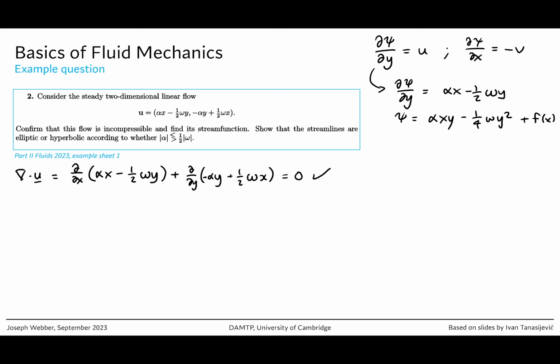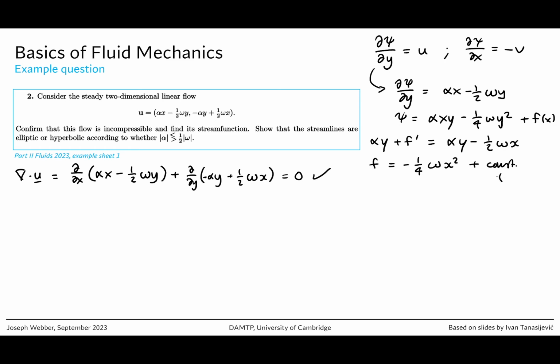of x. d psi by dx is just going to be alpha y minus omega y over 2 plus f prime, which is going to be equal to minus v, which is just alpha y minus 1/2 omega x. So that implies that f is going to be minus 1/4 omega x squared plus some constant, which we'll just take to be 0. We can always do this with stream functions because only their derivatives matter.